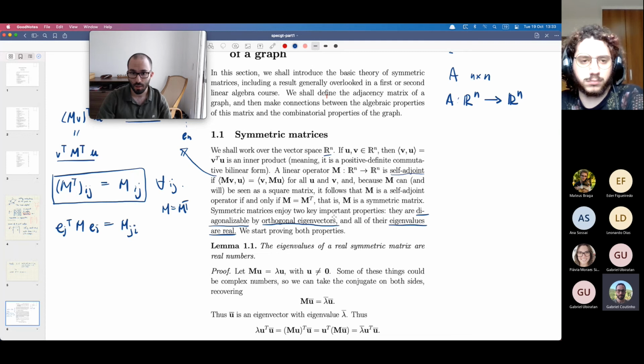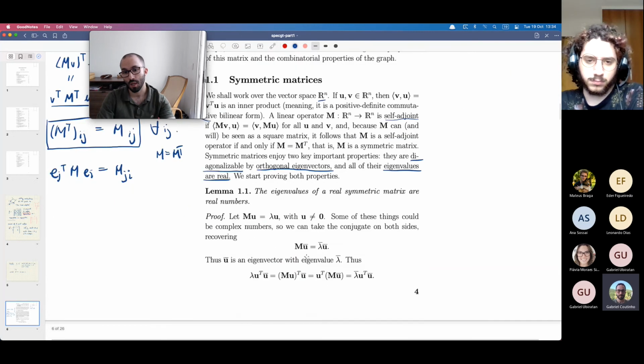The techniques used here will be useful. So even if you've seen this proof before, it's important that you actually learn what's going on, and it would be very nice if, as a consequence of today's lecture, you end up able to reproduce this proof upon request. So the eigenvalues of a real symmetric matrix are real numbers. Let's check that first.